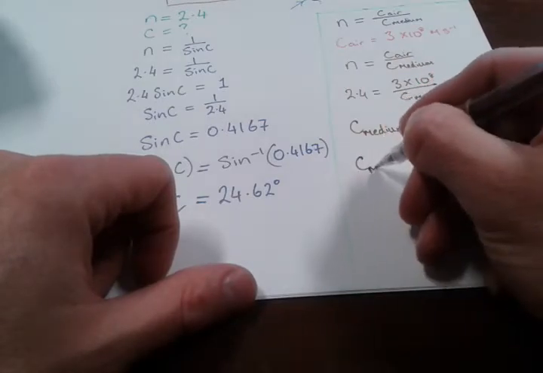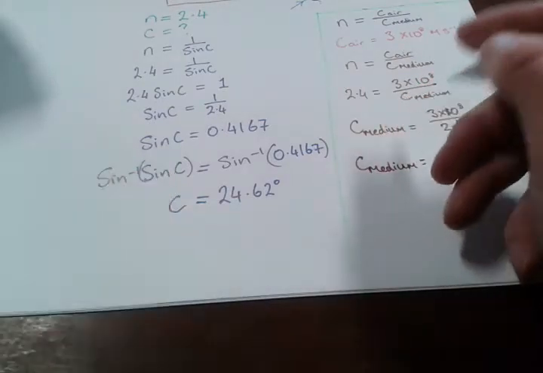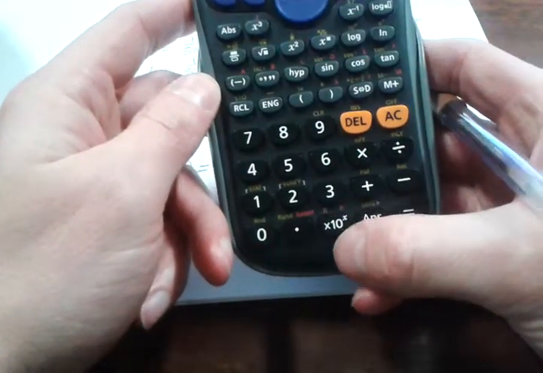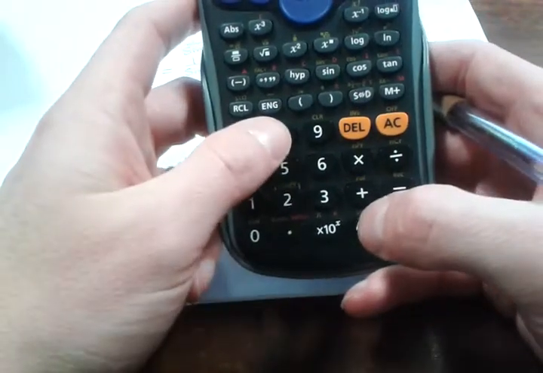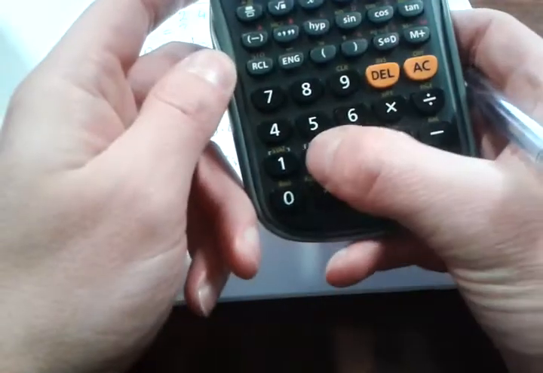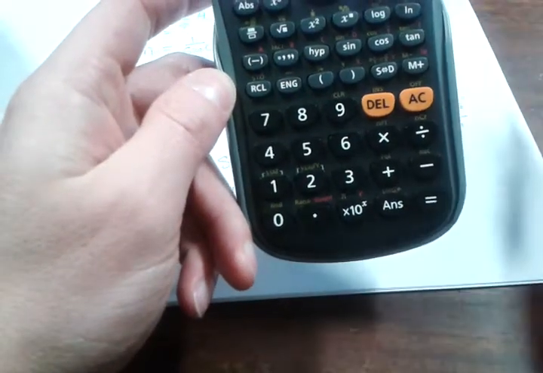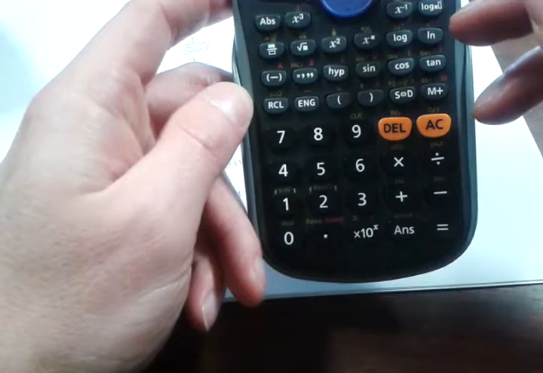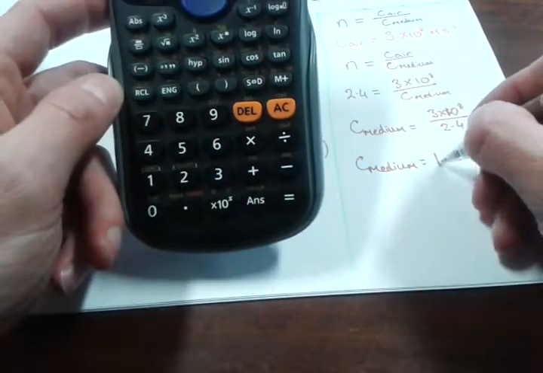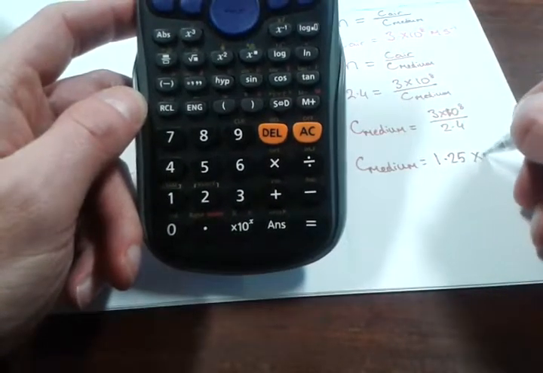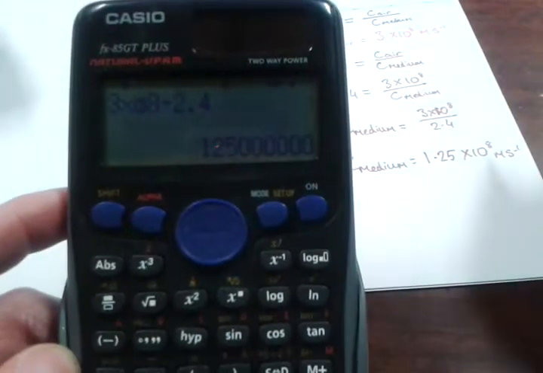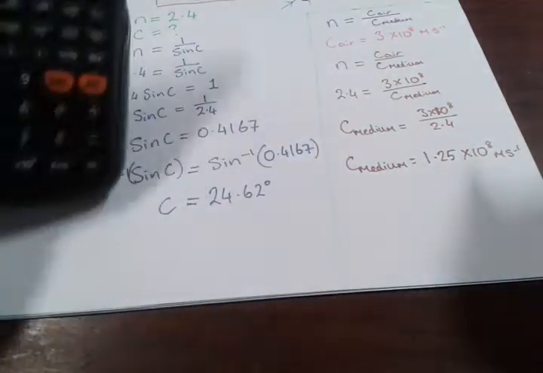And so the speed of light through the medium is equal to 3 by 10 to the power of 8 divided by 2.4. And what I get there is a pretty large number. So I end up with 1.25 by 10 to the power of 8 meters per second.